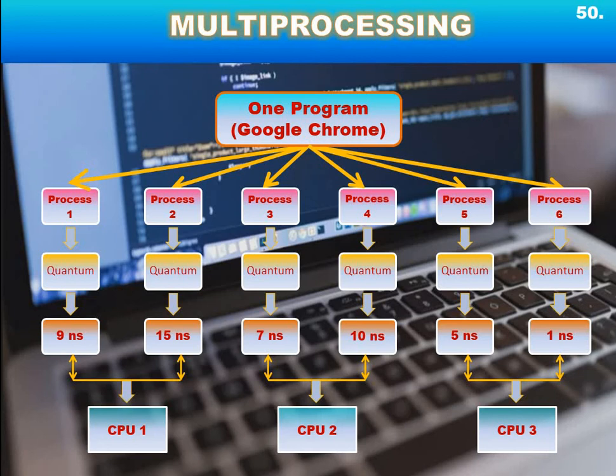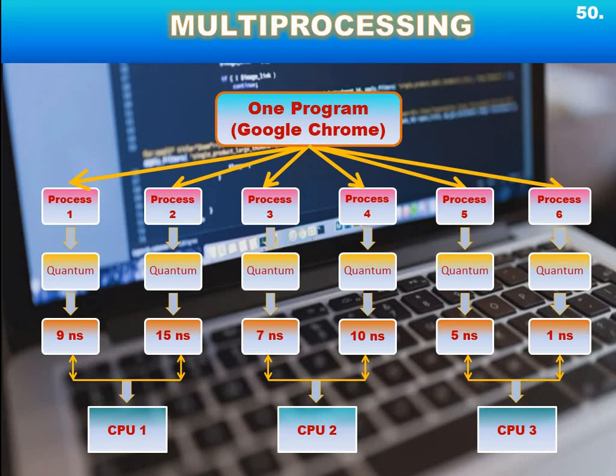CPU 1 would handle 2 processes, CPU 2 would handle the other 2 processes, and CPU 3 would handle the other 2 processes. Each CPU would assign some quantum or time slice to a process, and as per that allotted time slice or quantum, that CPU would execute each and every process. But suppose we happen to have only one single CPU. There is only one single CPU and there are 6 processes, so that CPU would take more time to execute these 6 processes.